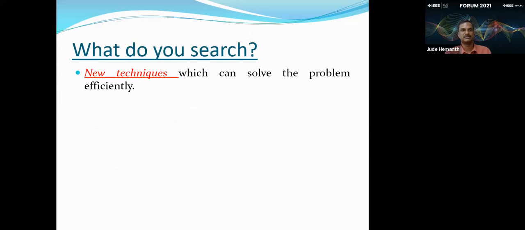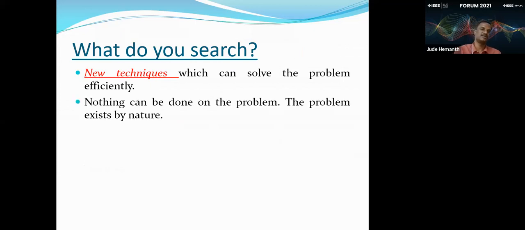What do you search? New techniques. How can you be different from other people? Right? Only if you do something new, you can say that I am going to be different from another person. Otherwise, if you do the same thing again and again, it may not be beneficial for you. But how do you select that new thing or novelty or that innovation? How can you do that?